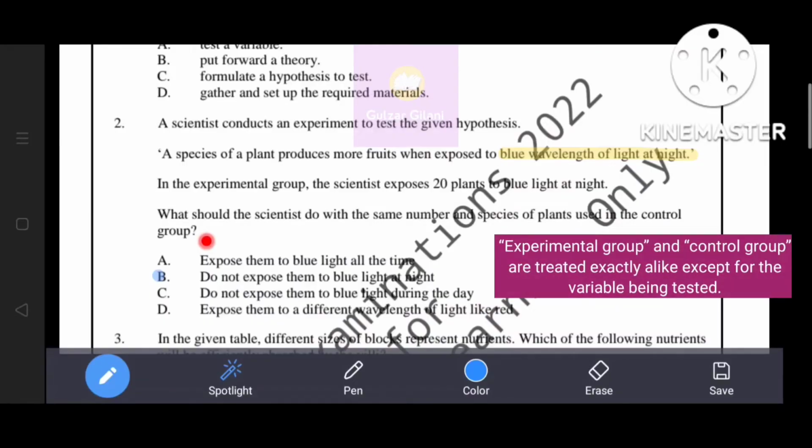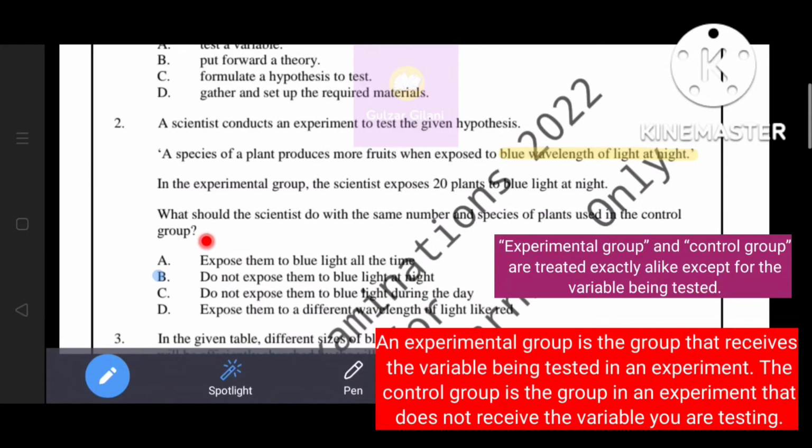As you know, experimental group and control group are treated exactly alike except for the variable being tested. Or you can say that an experimental group is the group that receives the variable being tested in an experiment, and the control group is the group in an experiment that does not receive the variable you are testing.